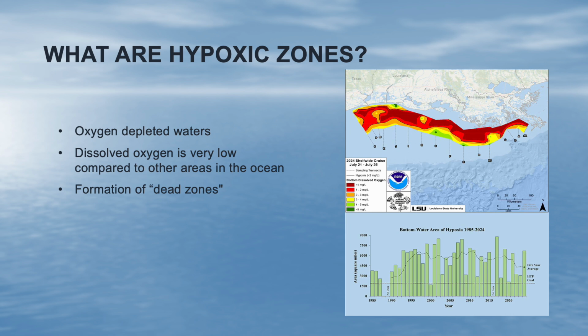I also love this image because it shows the Gulf of Mexico dead zone and it also shows the amount of oxygen that's there. As you can see, most of the red areas are below 1 milligram per liter. And it also shows that over the years, these areas of hypoxia have increased significantly.